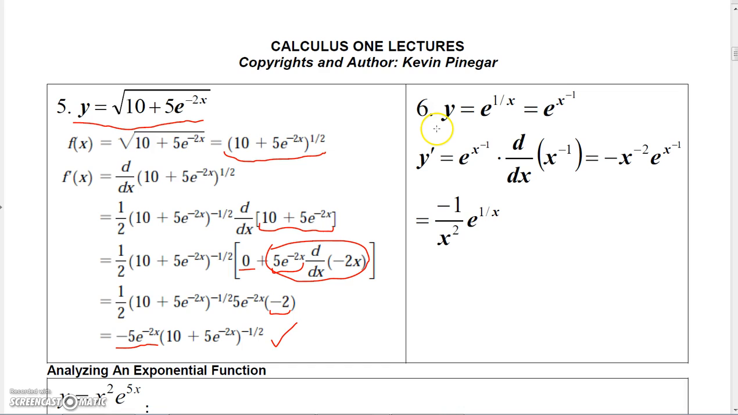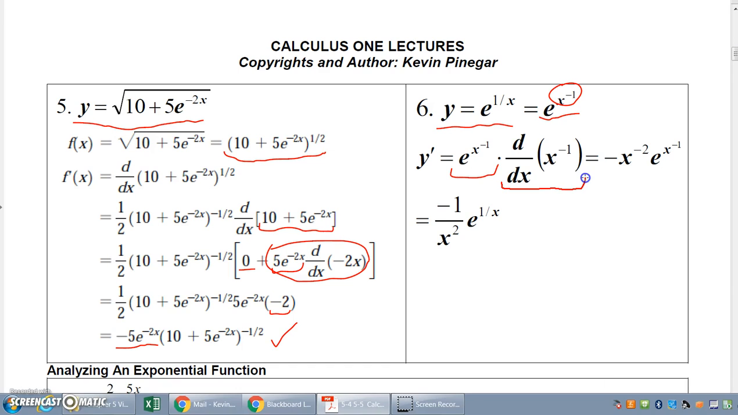Okay, one more here. Here we have e to the 1 over x power. So what we've got to do is think of 1 over x as x to the negative 1. So now this is e to the u. And so to take the derivative of e to the u, remember it would be e to the u, which is e to the x to the negative 1, times the derivative of u, so that would be times the derivative of x to the negative 1.